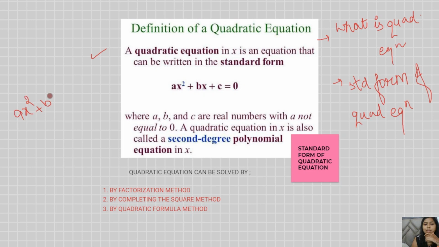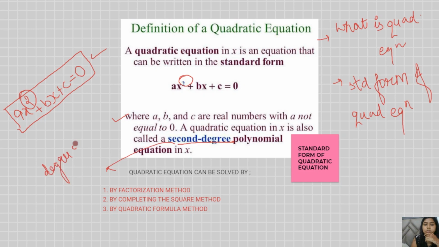This is the same equation I told you in polynomials about the quadratic, that this is the standard form of a quadratic equation, having the highest power of the variable equal to 2, right? So a, b, c are real numbers with a not equal to 0. A quadratic equation is also called a second degree polynomial. Why is it called a second degree polynomial? Because the degree of the polynomial in a quadratic equation is 2. That is why it is called a second degree polynomial.